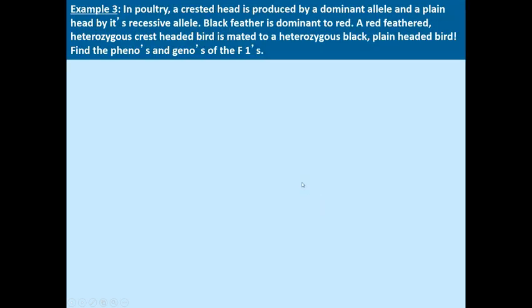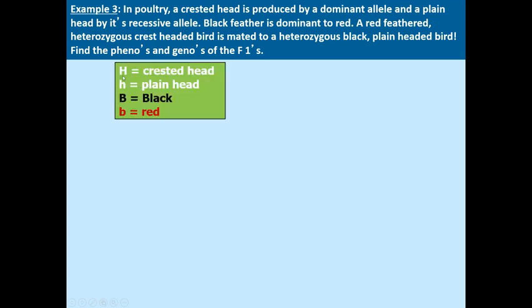Let's look at example 3. In poultry, a crested head is produced by a dominant allele and a plain head by its recessive allele. Let's use H to represent crested head and lowercase h for plain head because it is recessive. Let's use capital B for black and lowercase b for red.